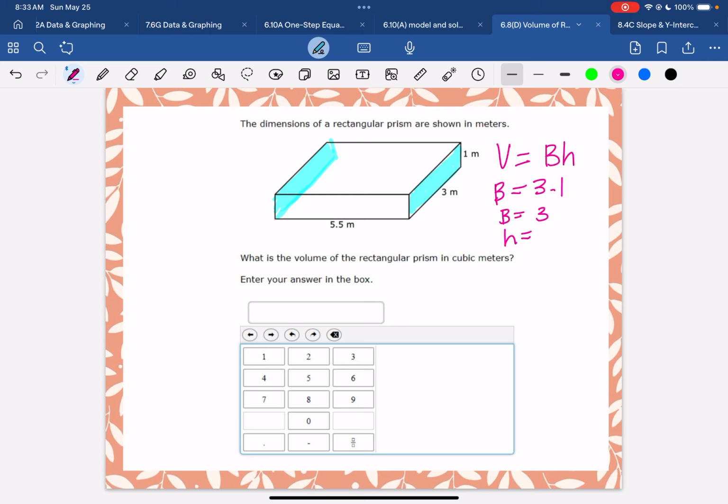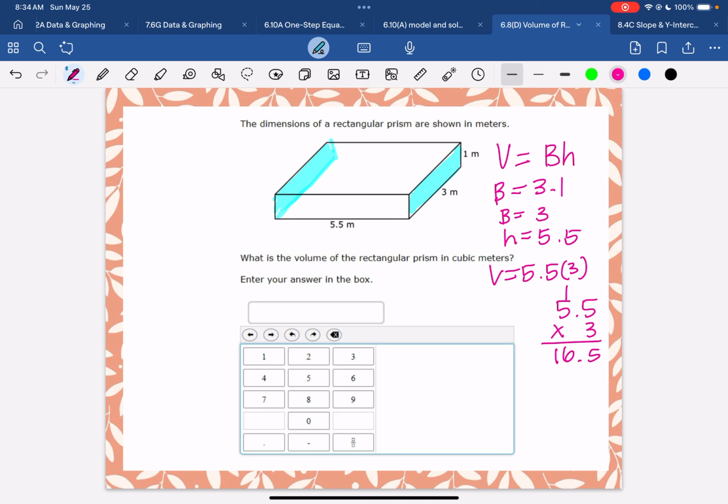Now I'll plug in the height, 5.5. And it doesn't matter, multiplication is commutative, so whether I wrote 3 times 5.5 or 5.5 times 3, it works out the same. I just chose to do 5.5 first. You don't have to line up decimals. You just multiply and make sure you put your decimal back where it needs to be.